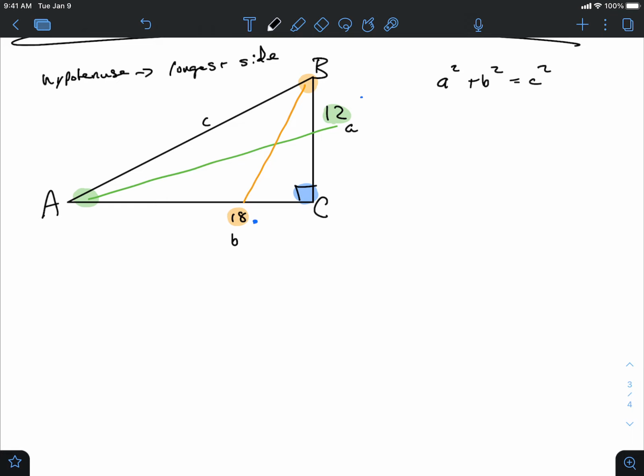Okay, so to run through Pythagorean theorem, we're just going to go, okay, well, A is 12, so we're going to 12 squared plus 18 squared has to equal C squared. Okay, so we're going to get 144 plus 324 has to equal C squared. So 468.